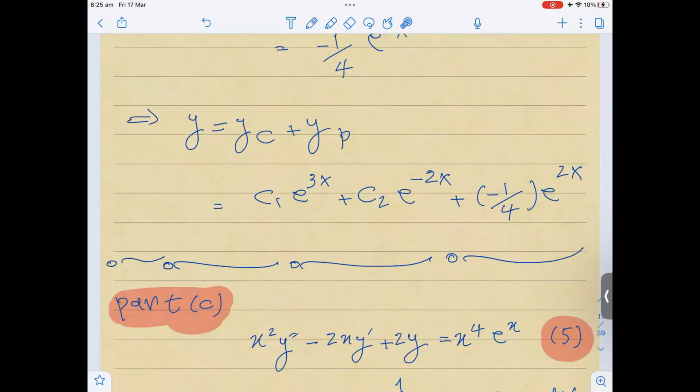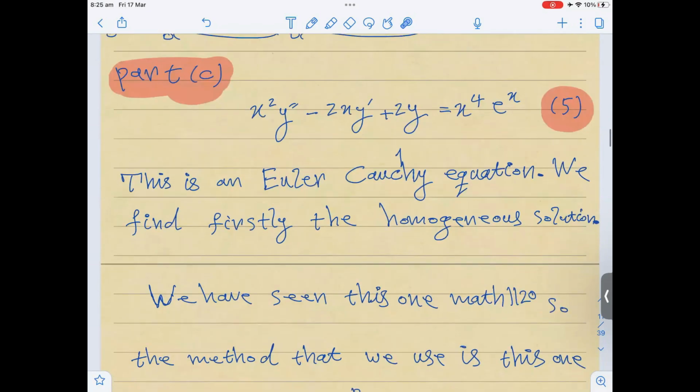All right, you don't have any questions? One of your questions in the mid-semester exam will be this one, part C. For part C, for obtaining the homogeneous part, it will have like 3 marks, I think.